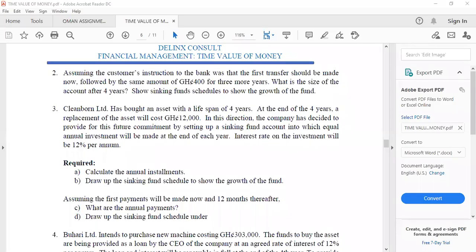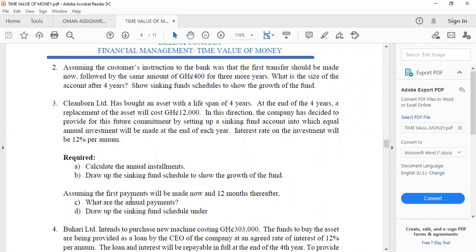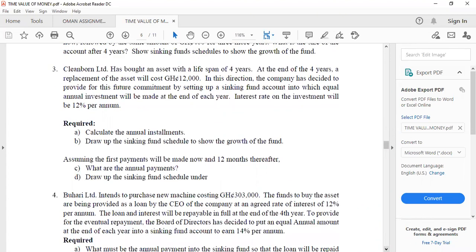Okay, so you can try the next question. Assuming the first payment will be made now and 12 months thereafter, this is annuity due, isn't it? We have a question on that one too. Let's finish the loan amortization.